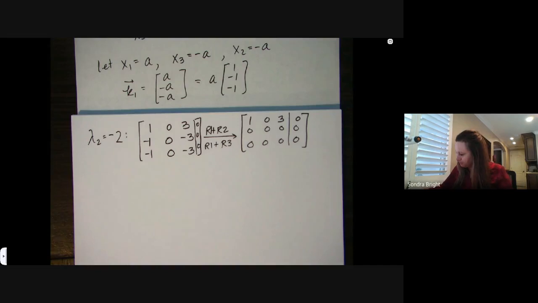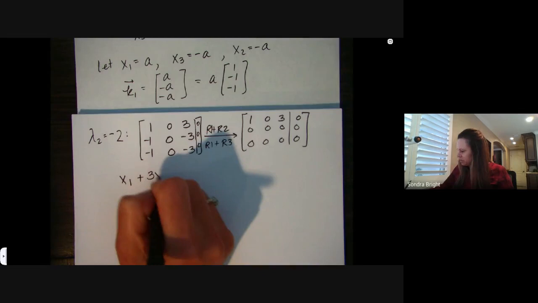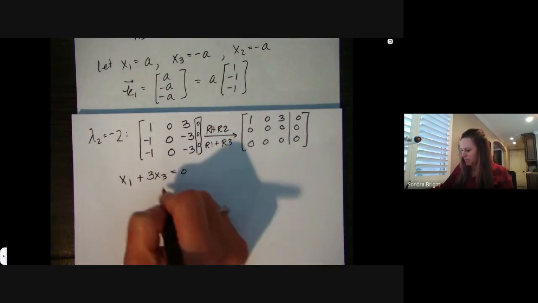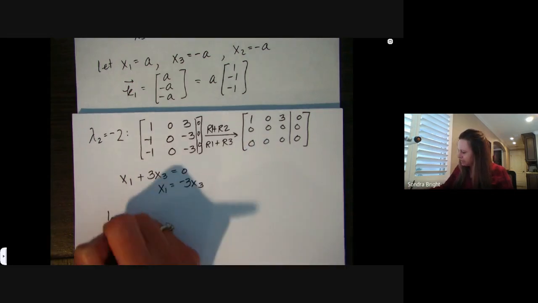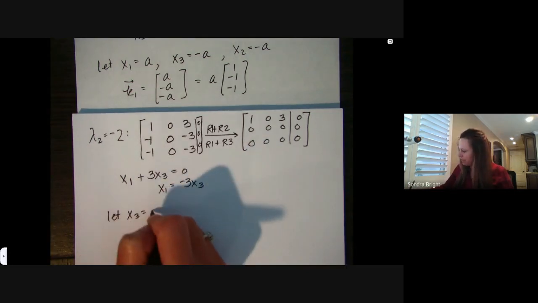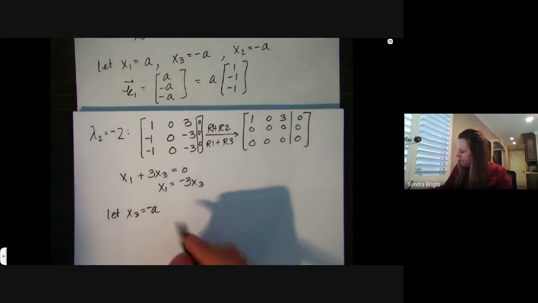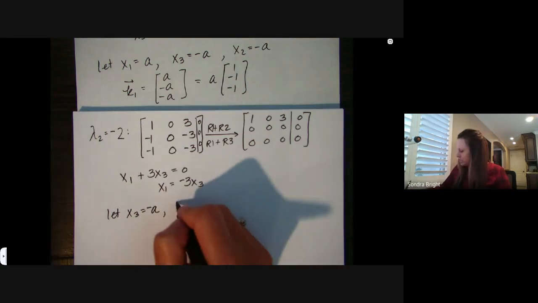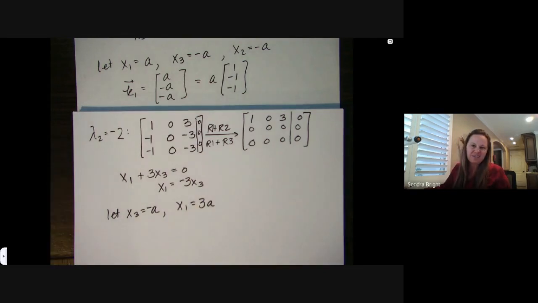Well, that first row says x1 plus 3x3 is equal to 0. So that means x1 is equal to -3x3. So if I let x3 equal, how about I let it be a negative a? You could have done a also. There's more than one correct answer on these guys, right? Then x1 would just equal 3 times a. What I usually do is I try to make my x1 a positive. That's just me.